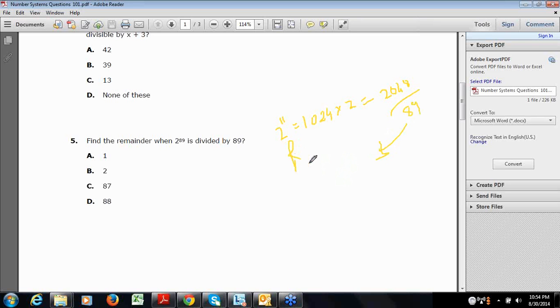remainder is 1. So now you have to simplify this equation into the form of 2 to the power 11, to the power 8 into 2. Now remainder by 89. This remainder will be 1. This will be 2. So remainder will be what? 2. So we have option B, 2. We'll mark ahead and go on.